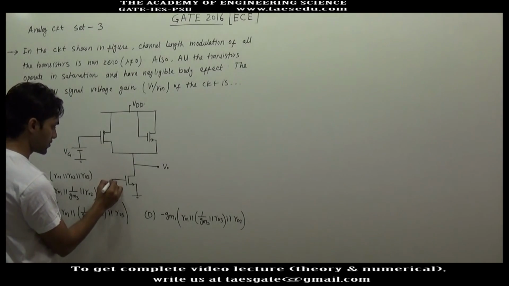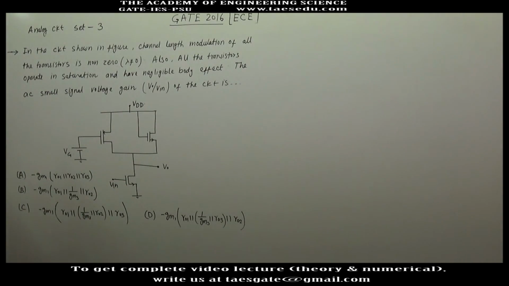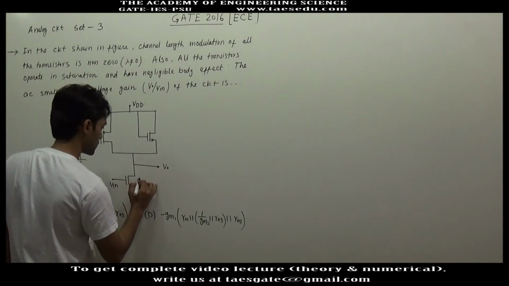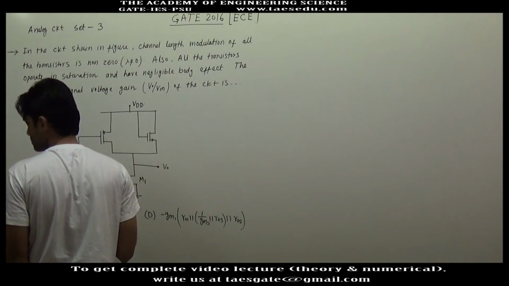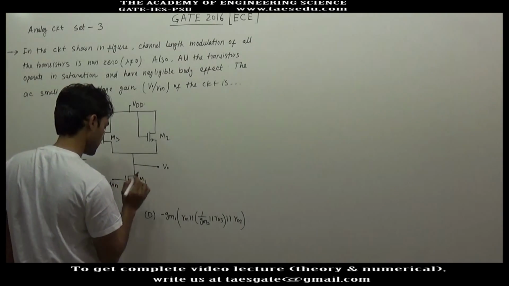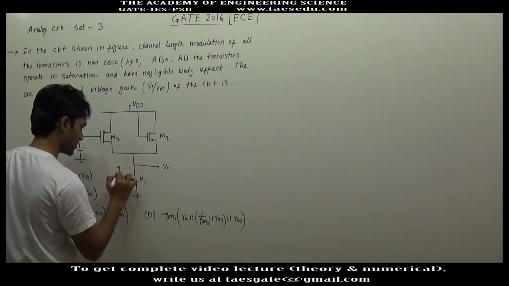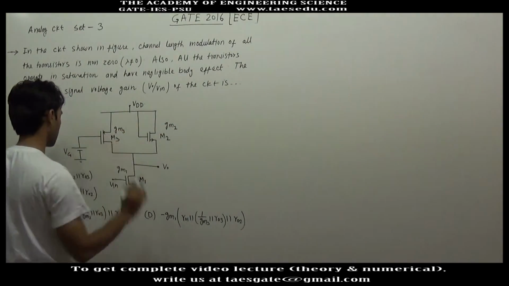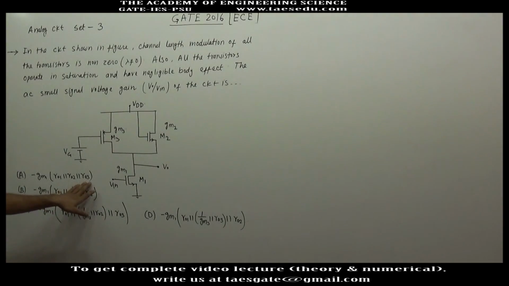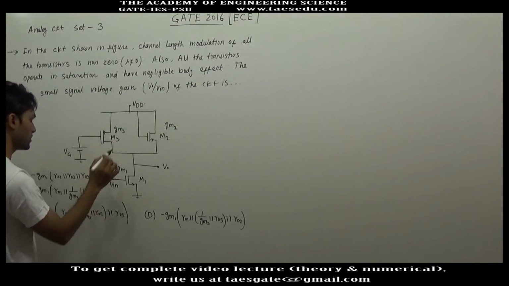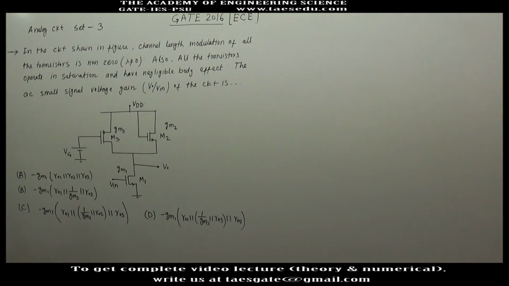An amplifier circuit is shown using PMOS and NMOS. This is M1, this is M2 and this is M3. The transconductance of this transistor is GM1, here you will have GM2 and GM3, and R01, R02 and R03 are the resistances, or the output impedance, of these transistors.